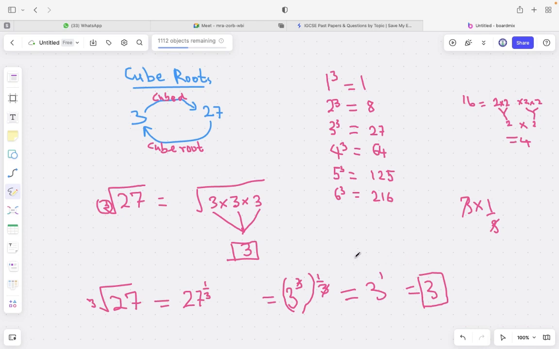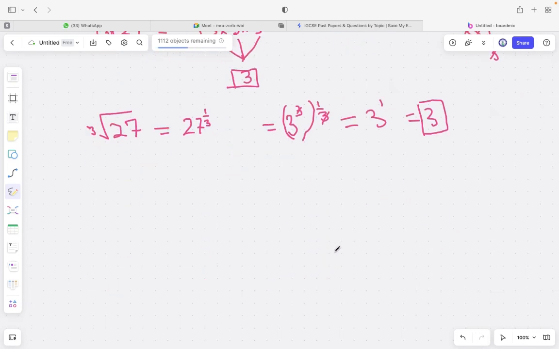There are some problems where the numbers given to you, you may not be able to find the cube root or square root straight away. Now let's take a look at some properties of square roots and cube roots, and their application using surd notation.